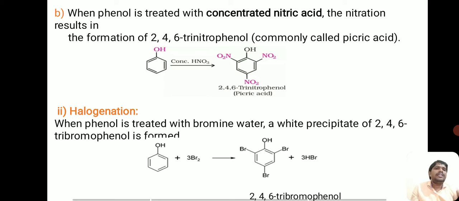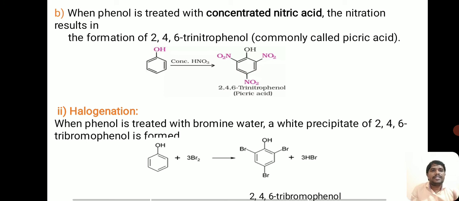When phenol is treated with concentrated nitric acid, in the previous case we treated with dilute nitric acid. What happens in the case of concentrated nitric acid? The nitration results in the formation of 2,4,6-trinitrophenol, commonly called picric acid.